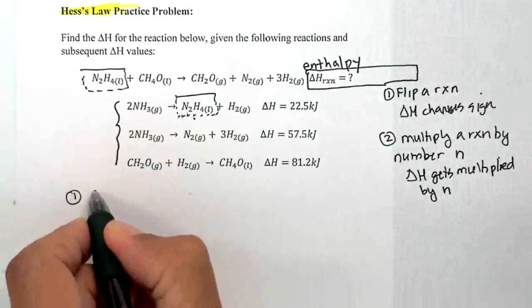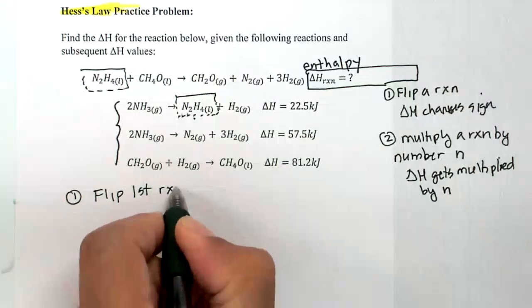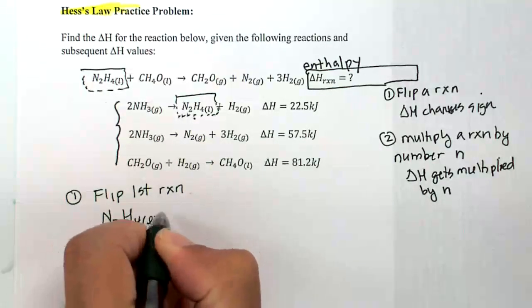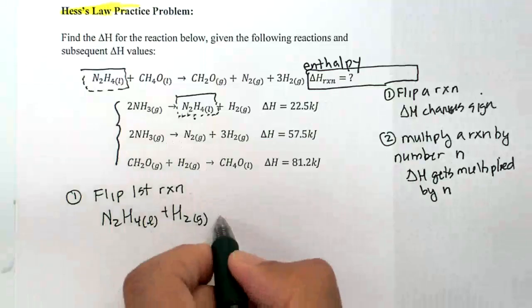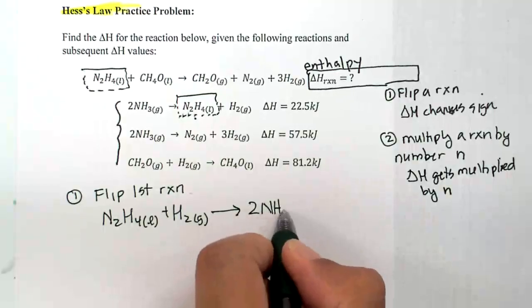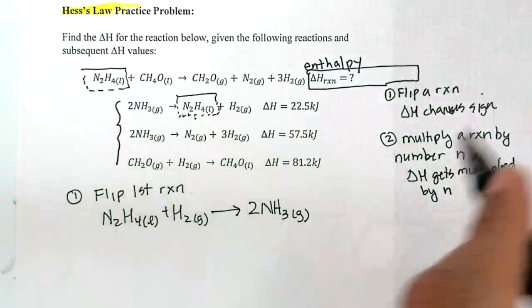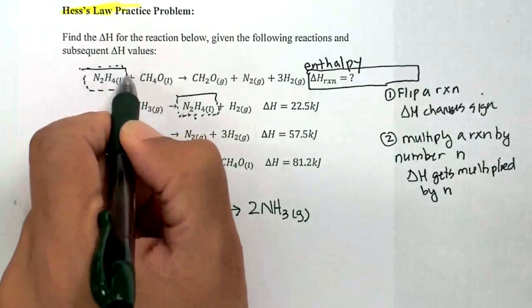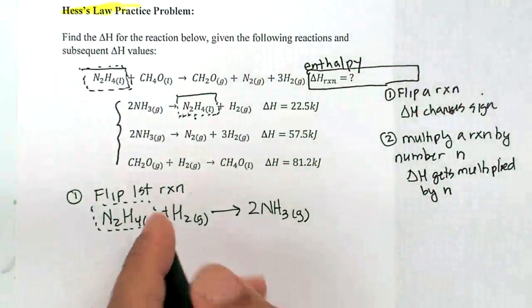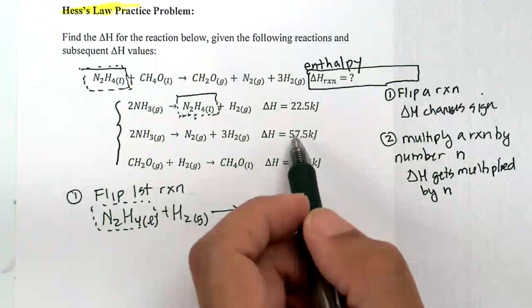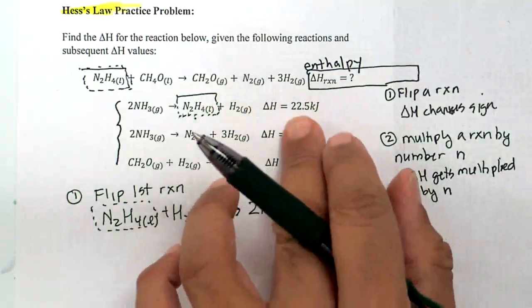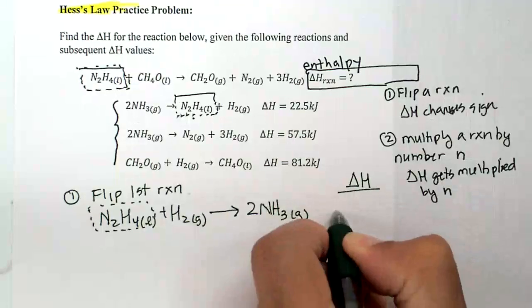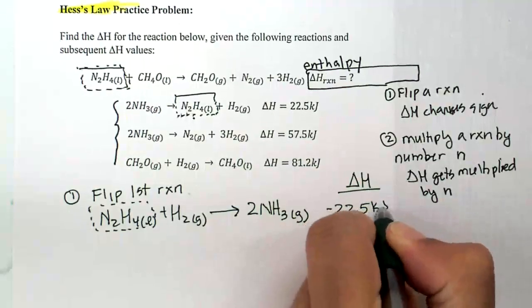Flipping this so that this can be on the reactant side. So I'm going to flip the first reaction. All right, so flipping it, the N2H4 liquid plus H2 gas goes to 2NH3. So if we flip this reaction, now see what has happened. The N2H4 is now on my reactant side because that's what we want. So what will the corresponding delta H be? So we flip the reaction. So what happens to the sign of the 22.5? It changes sign. Very good. It becomes minus 22.5 kilojoules.